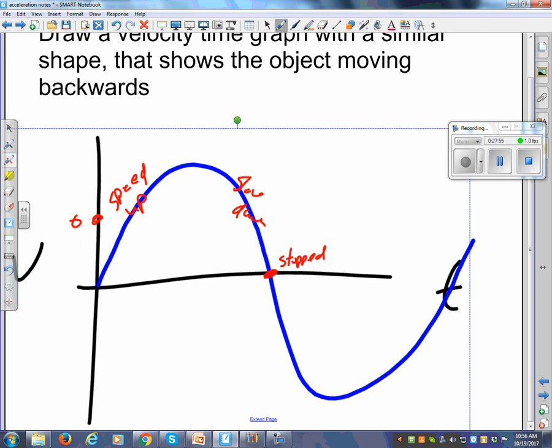Okay, what's happening here? Speeding up again? Forward? Backward. Speed up backward. That's good. Speeding up backward, and this one here would be? Exactly, slowing down backward.